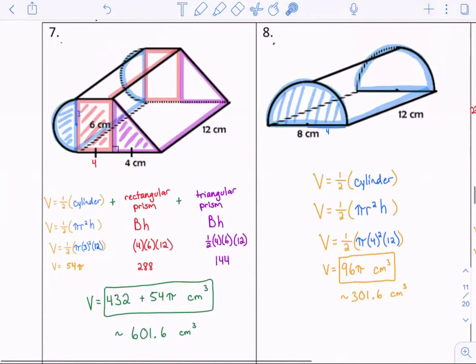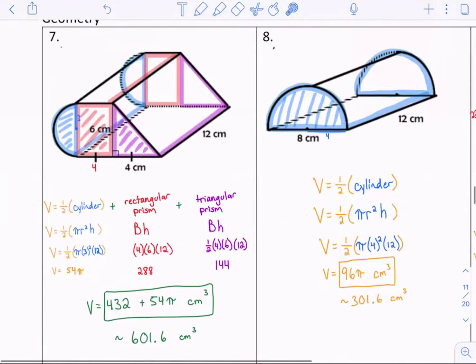Number 7 was pretty cool. We had a triangular prism, a rectangular prism, and half of a cylinder. So again, everything is color coordinated, so check out the work. These are always your exact answers. These are rounded to the nearest tenth. Just it's good practice to know how to do both.